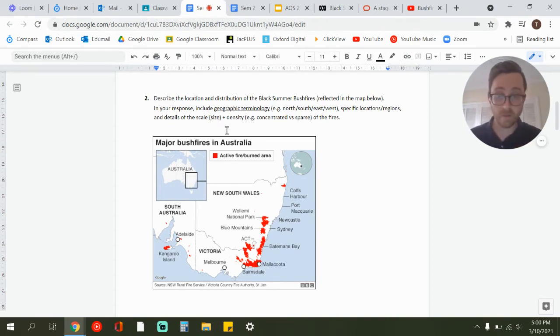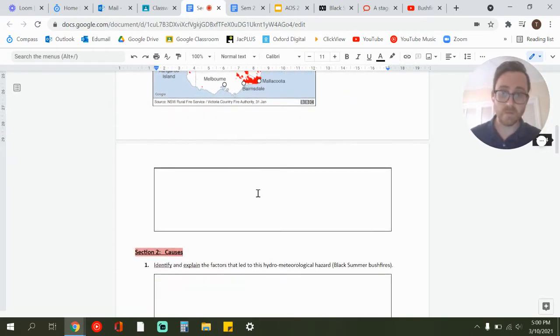And then details of the scale or the size and then the density of the fires. So you're looking at, are these fires spread out across the entire country, across the entire state, or are they kind of densely concentrated in a specific part of the country and of each of these 2 states that they were mainly in? Also Mr. Tapley's home state of South Australia. But anyway, and then you're just going to use that box to complete your response there.